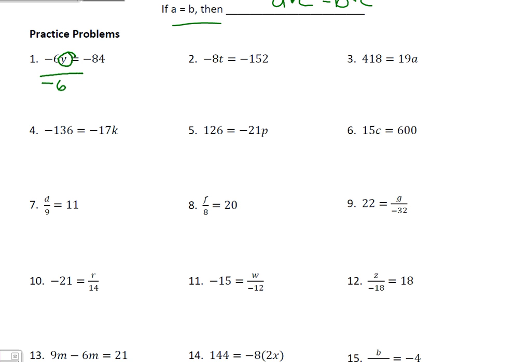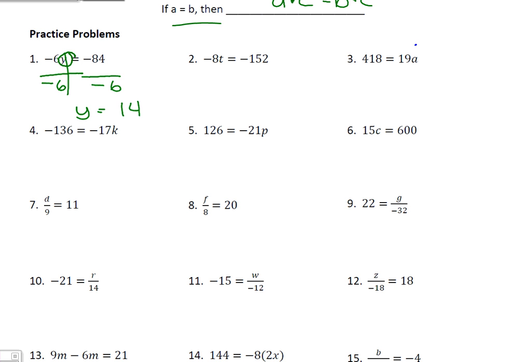Okay, it's not like addition and subtraction where the opposite of -6 is +6. Here, to get rid of multiplying by -6, I'm going to divide by -6. And if I divide the left side by -6, I divide the right side by -6. My 6 will cancel, leaving me y equals, and -84 divided by -6 will be 14. Okay.